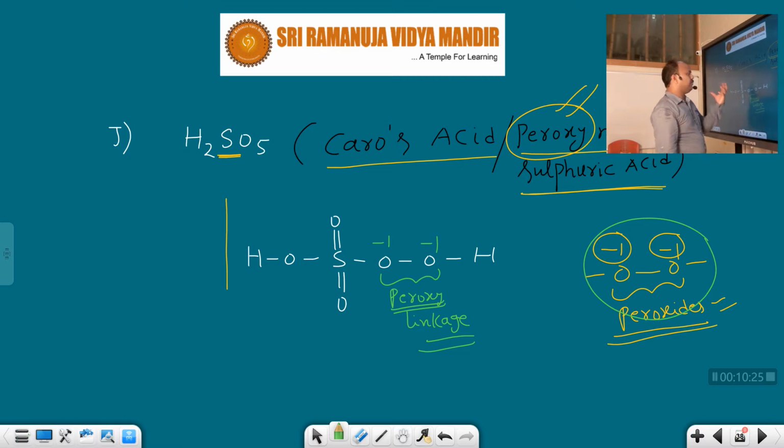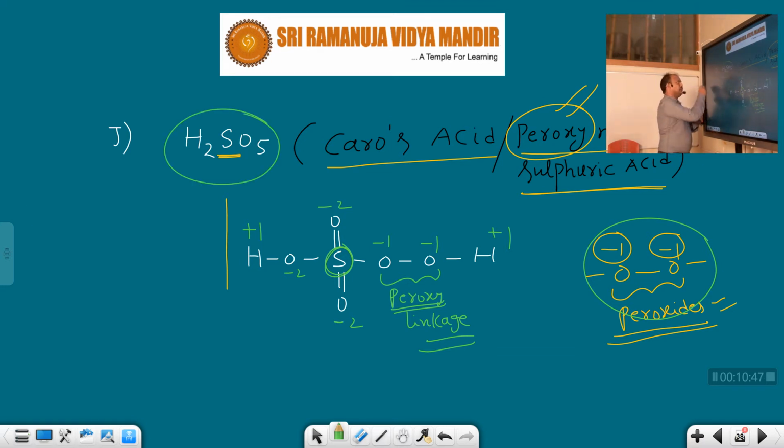Remaining how many will be there? Out of 5, 2 oxygens exhibit a -1 oxidation state due to the peroxy linkage. The remaining 3 oxygens generally exhibit a -2 oxidation state. You know very well, hydrogen always exhibits a +1 oxidation state. Now we have to find the oxidation number of sulfur in Caro's acid or peroxymonosulfuric acid. How to do it? Take a look here. How many hydrogens are there? 2 hydrogens. How many sulfurs are there? 1 sulfur, because if nothing is written it means 1. 5 oxygens will be there.